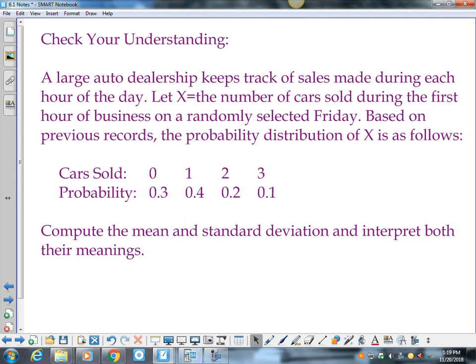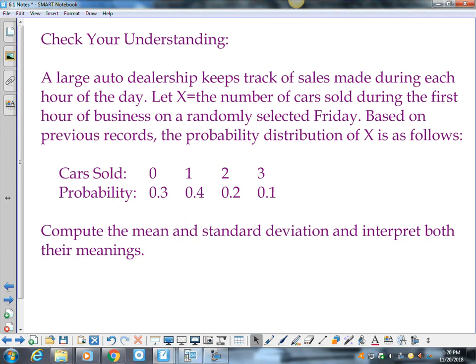If many Fridays are selected, check, done that. The average number of cars sold during the first hour of business will be 1.1 cars on average. I could probably throw in the word about in there. You have to have many Fridays. The average number of cars sold during the first hour of business will be about 1.1 cars on average.